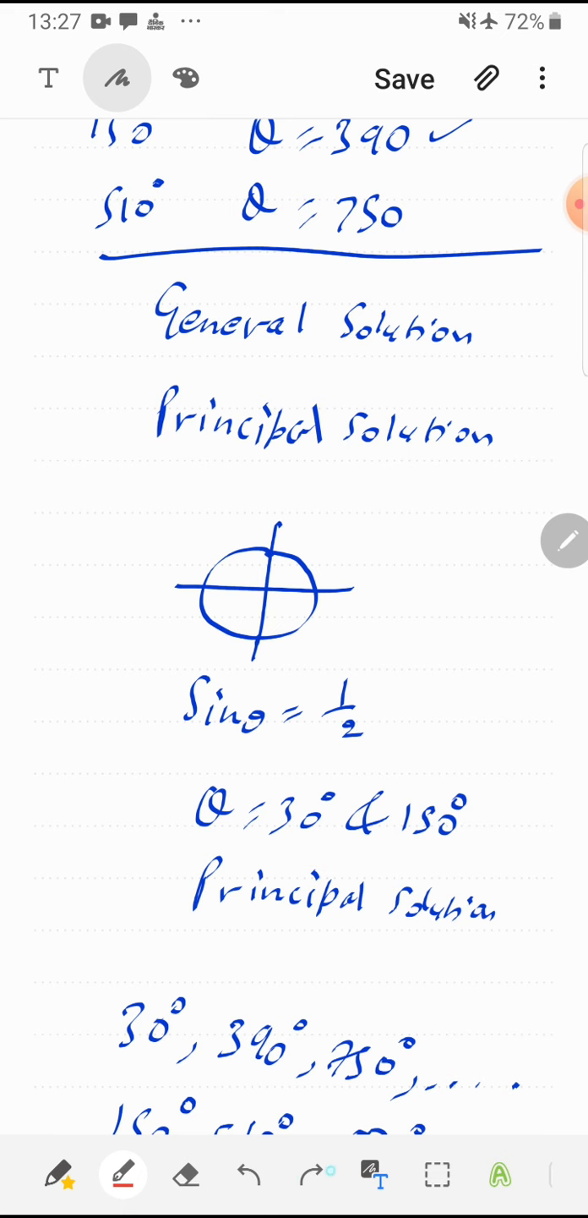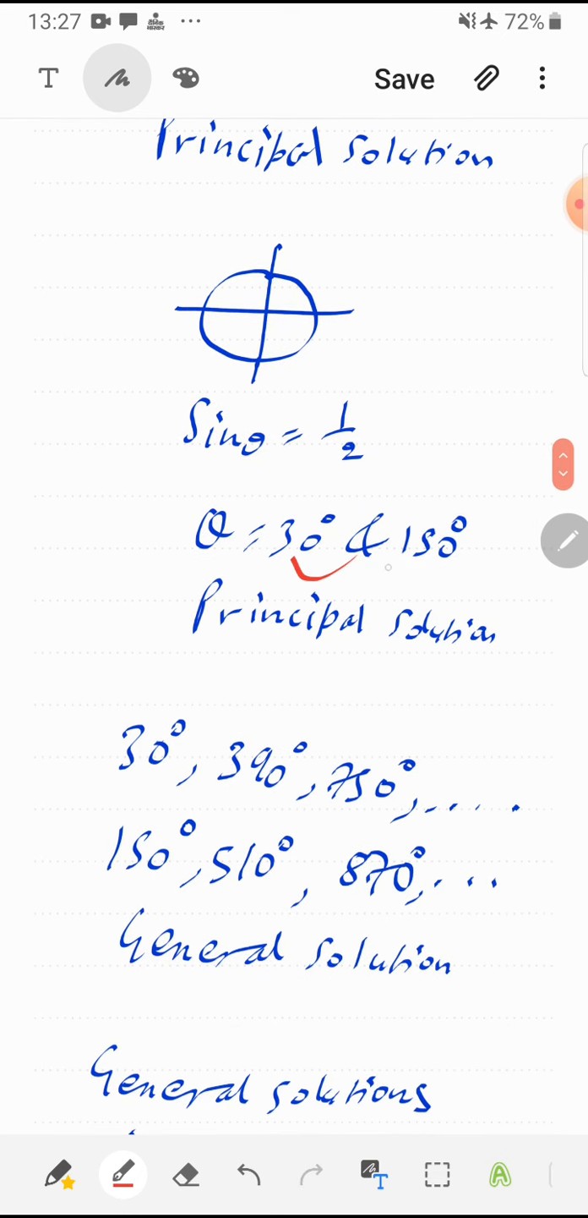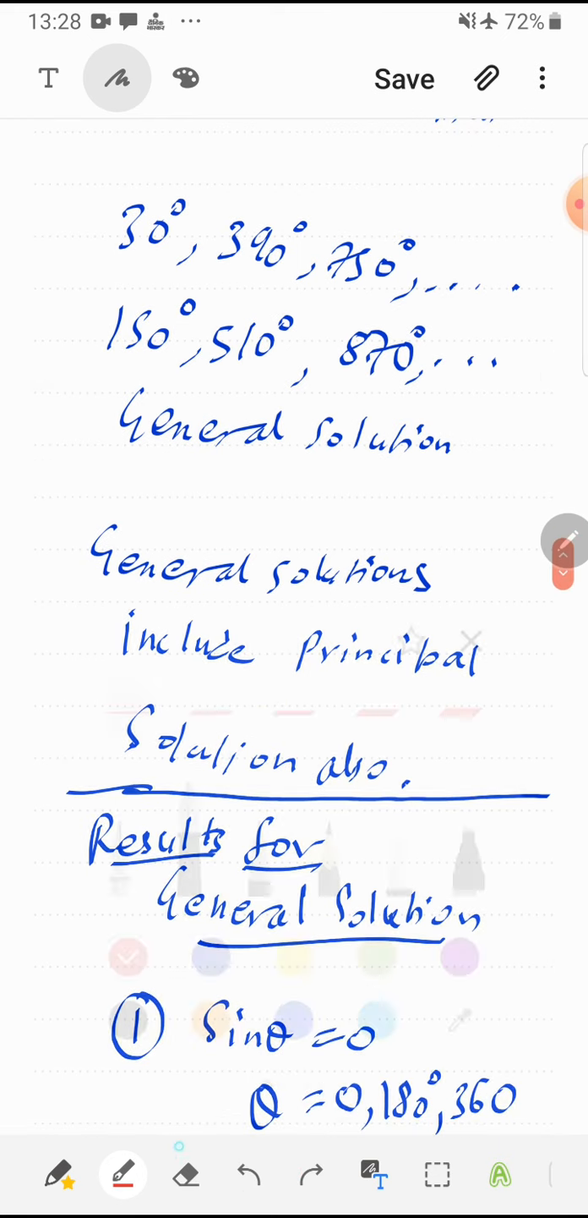But when I say sin theta is equal to half, along with 30 and 150, if I keep on adding 360 degrees, all these angles along with 30 and 150 are called the general solution. That means the general solution includes the principal solution also. Remember this. So the principal solution is a particular case of the general solution. Now next thing, some results are there for general solution.